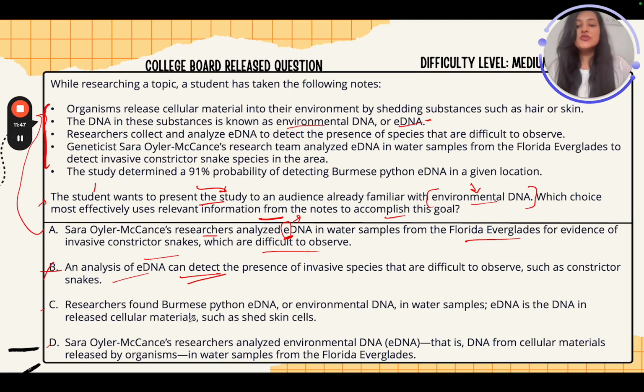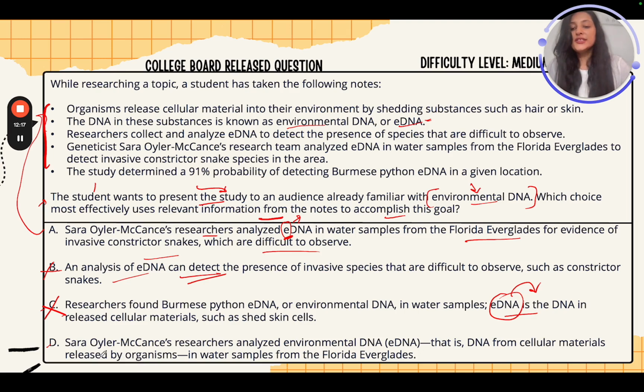C, researchers found Burmese python eDNA, or environmental DNA, in water samples. eDNA is the DNA. Now this is giving me the definition of eDNA, right? What eDNA is: it is the DNA in released cellular material such as shed skin cells. This is wrong because the audience is already familiar with eDNA, right? I don't want to give the definition or an explanation as to what eDNA is. So C is definitely out.